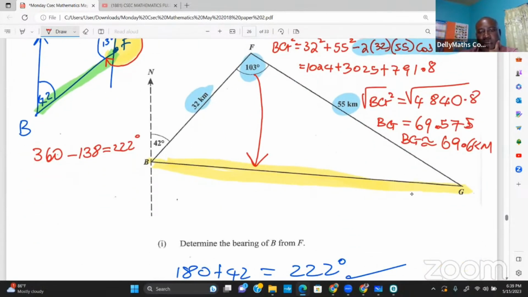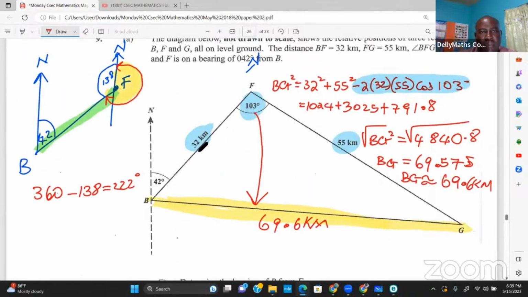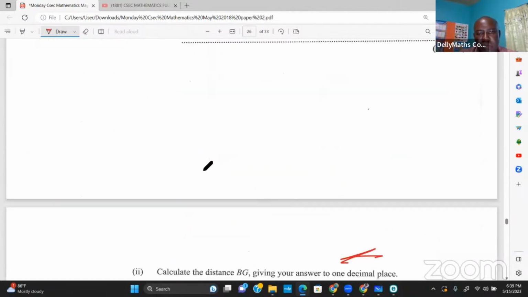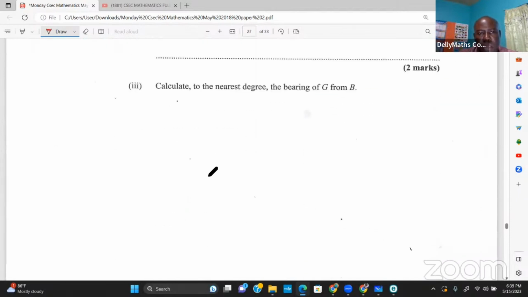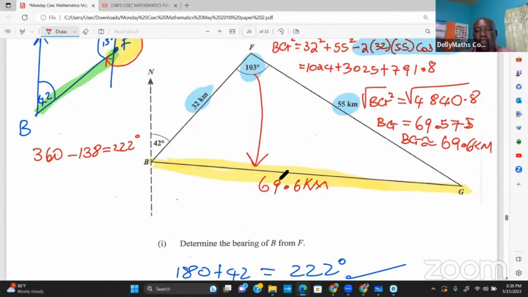All right, so I'm going to put this here. This is 69.6. There it is. All right, not bad, not bad at all. Let's continue moving. Now, the next question says here, calculate to the nearest degree the bearing of G from B. To the nearest degree, the bearing of G from B. Be careful, G, but from B.